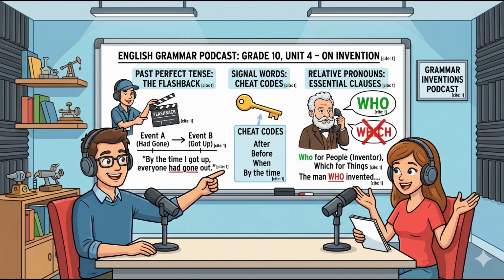We have to start with the past perfect, which is basically that movie director's flashback tool we just talked about. Yeah, it really is. Because if two actions happen in the past, how do we know which one happened first? Right, without just awkwardly listing them chronologically. Exactly. You use the past perfect to instantly signal the older action.